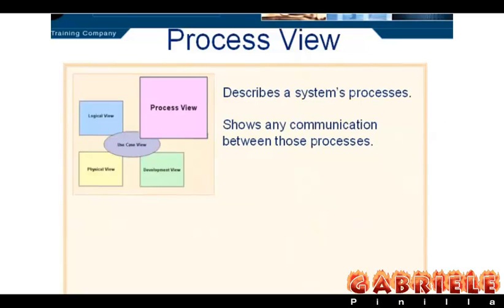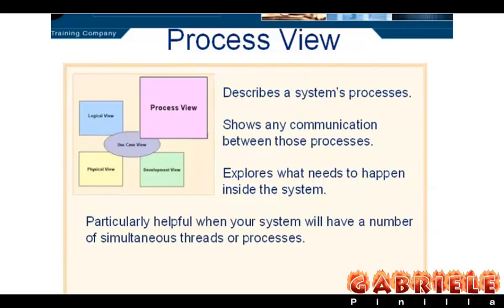Next is the process view. This view describes, not surprisingly, a system's processes. The process view shows any communication between those processes, and it explores what needs to happen inside the system. The process view is particularly helpful when your system will have a number of simultaneous threads or processes. And the UML diagram that represents the process view is the activity diagram.